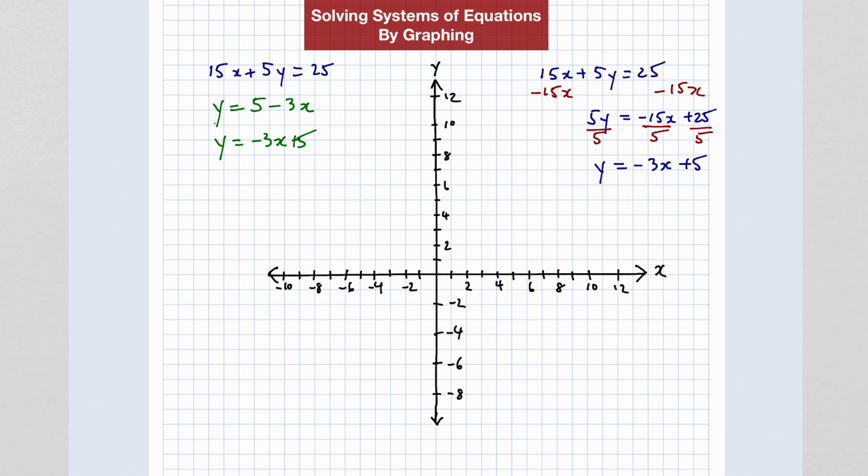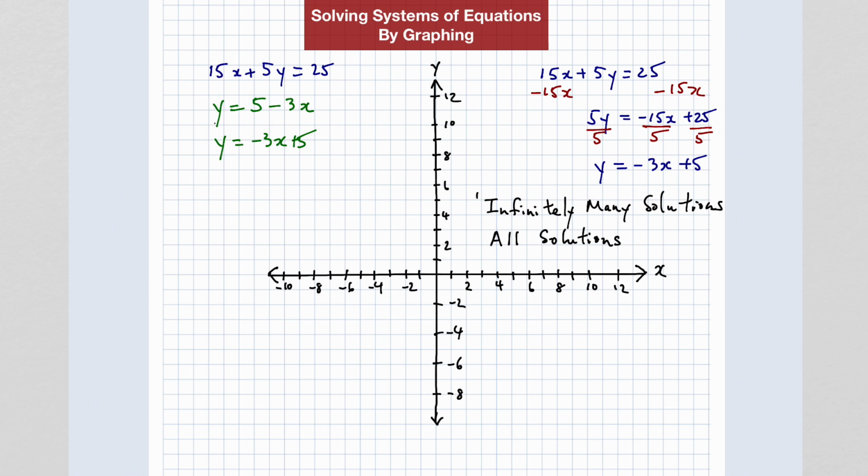We don't even need to graph, because when you have the exact same equation, the answer is going to be infinitely many solutions. Infinitely many solutions. Or we could say all solutions. What this means is any x and y that make one equation valid will make both equations valid.